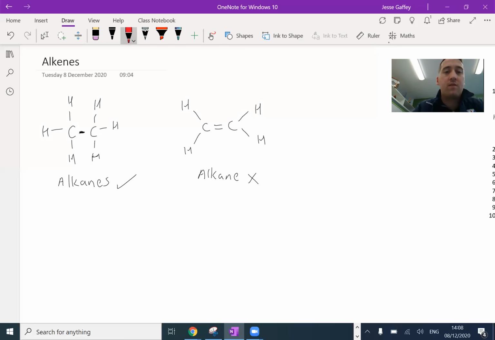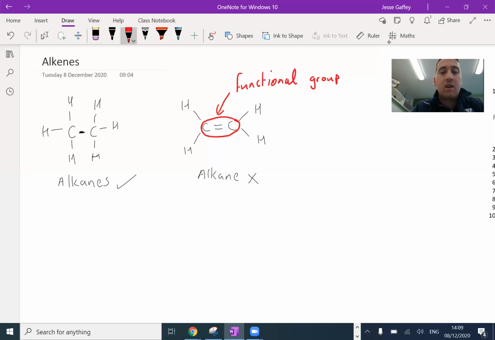Well, first of all, it's got this in the middle. Sorry, I'm going to do that as a circle. It's got this in the middle. A carbon-carbon double bond. This is a different functional group. A functional group is an atom or group of atoms that give a molecule its properties. So its properties in terms of how it reacts and its physical properties, like its melting and boiling point. We call this a functional group. And this is obviously something that the alkane does not have.